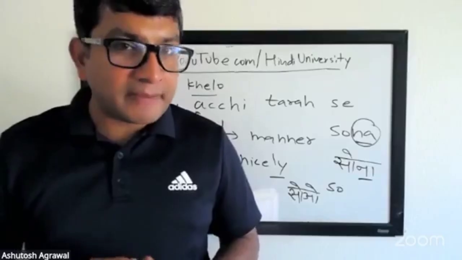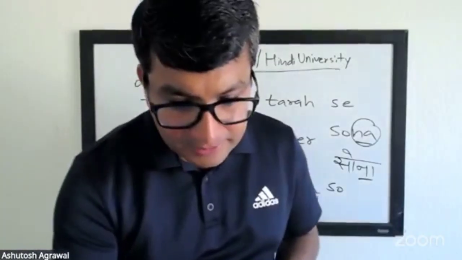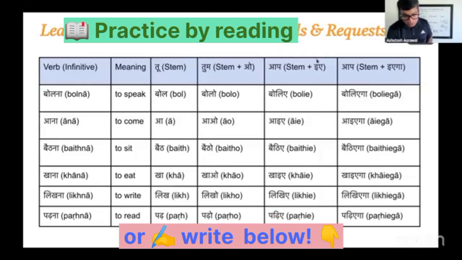So I put together a table. I want all of you to silently, intensely practice it. So I'm going to share my screen, and all you have to do, because that way everyone is getting sort of comfortable, right? On the top, you will see the pronouns tu, tum, aap, and aap. It also tells you about the 4 different forms. Basically, just say the stem as it is, and then put o, iye, and iega. So for all these verbs, you have to just practice speaking all of these.